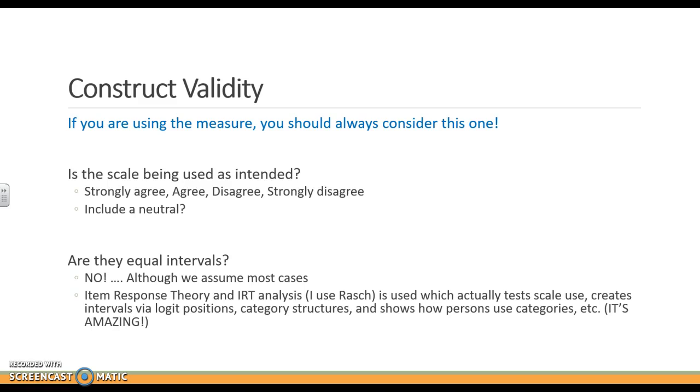We should also consider the idea that not all of the scales are equal intervals. For example, if I am in the agree category, the step it would take me to get into strongly agree, is that the same step it would take for me to go down to disagree? Probably not. And in most cases, we're just assuming that the scales are equal. It's a 4-point scale. Going from a 2 to a 3 is the same as going from a 2 to a 1. We just assume that and we move on. If you want to take it further, we have to apply item response theory. If you've heard me talk about Rasch, that is my go-to for IRT.